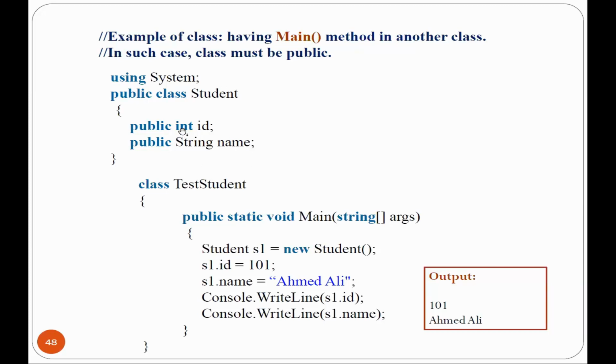Here we are using two classes. We split the program into two parts, number one student class and test student class, and we separate the data from the behavior. So here behavior is the main body, and data we are carrying in the ID and name variables.